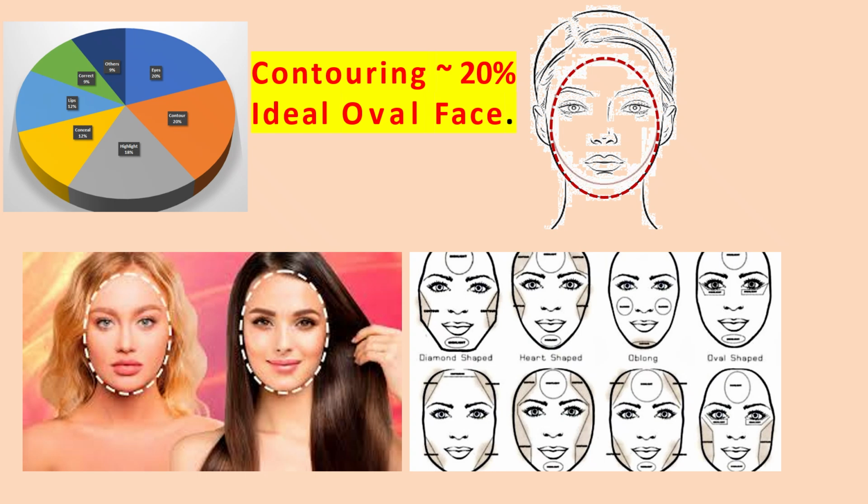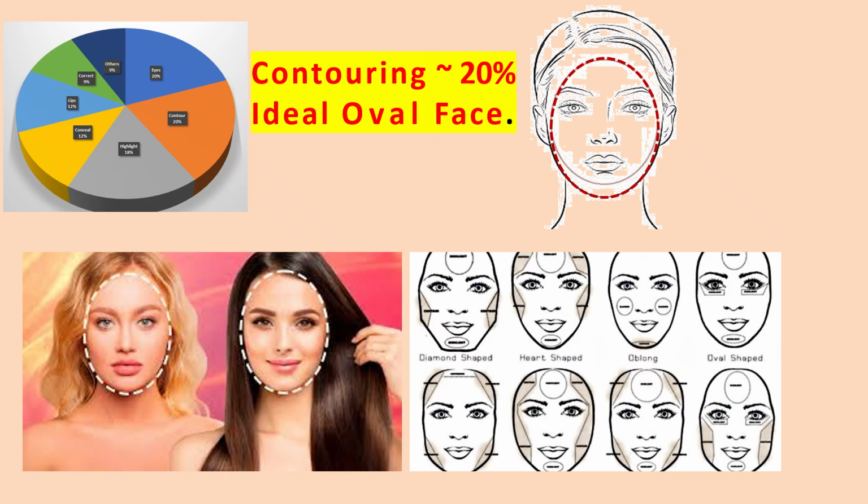If you can, by your contouring, give the appearance of an ideal oval or close to the ideal oval, then you get high marks and your makeup will also be very good. So contouring 20% in addition to eyes 20%. The job is to go as close to the ideal oval shape as possible.